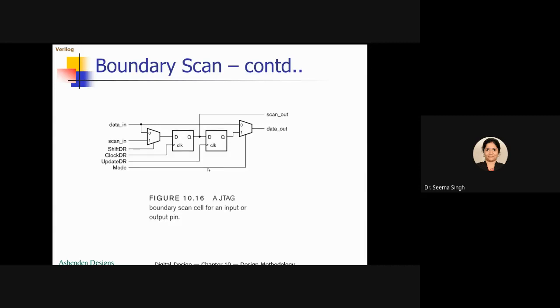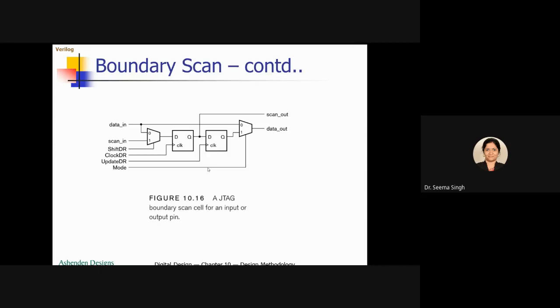Now this JTAG architecture solves two problems. The first one is in-circuit testing of a component in a system, and the next one is in-circuit testing of the connections between the components. So two things are coming into the picture. One is in-circuit testing of the component. The second one is in-circuit testing of the connection between the components.